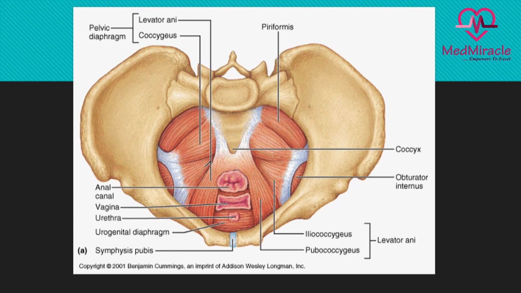Again, an image of the pelvic diaphragm seen from above and below, and we can see the various components of the pelvic diaphragm: the levator ani muscle and the coccygeus muscle, the main two components. The levator ani can further be divided into iliococcygeus and pubococcygeus. You should know the anatomy of the pelvic diaphragm.